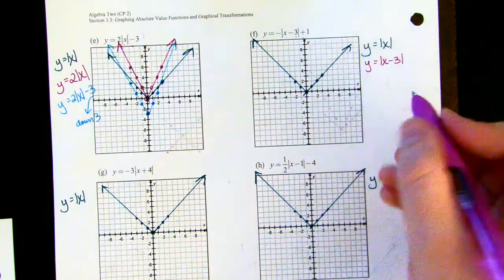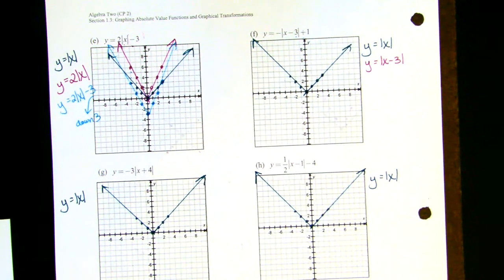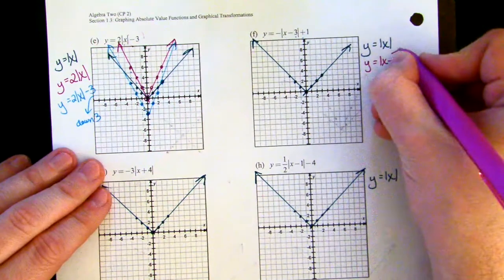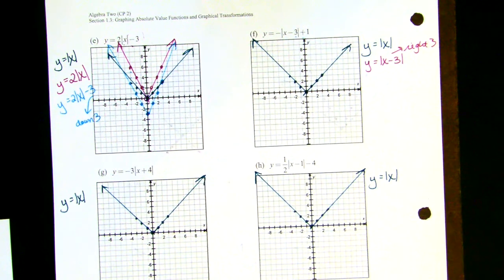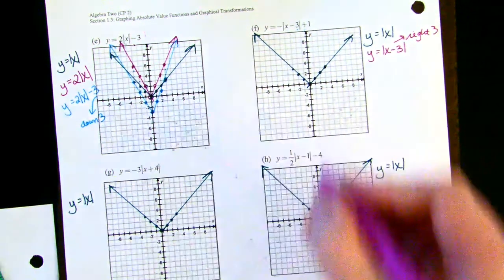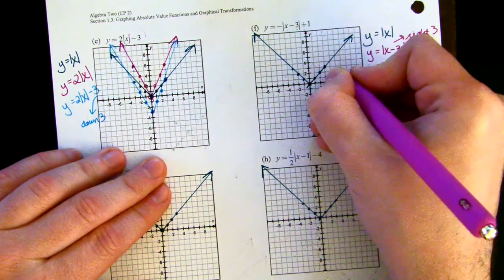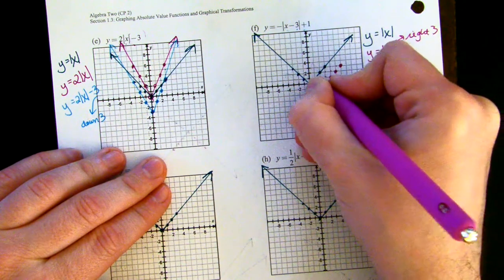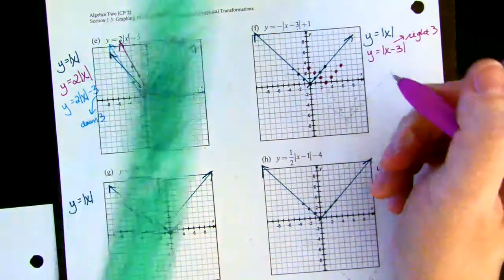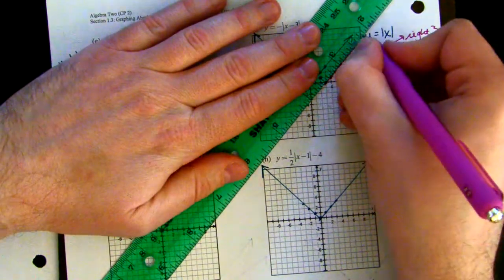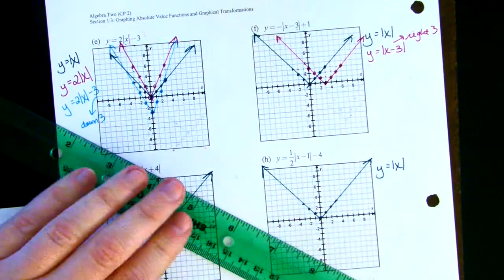What does that mean? How will my parent function get transformed? I think that minus 3 means go right 3. Take a moment and go do that, please. And I moved my graph to the right 3.